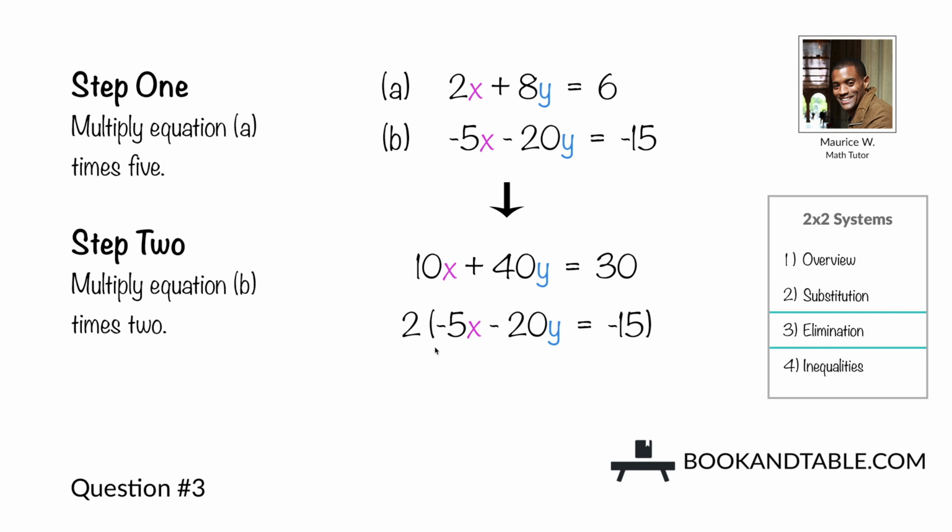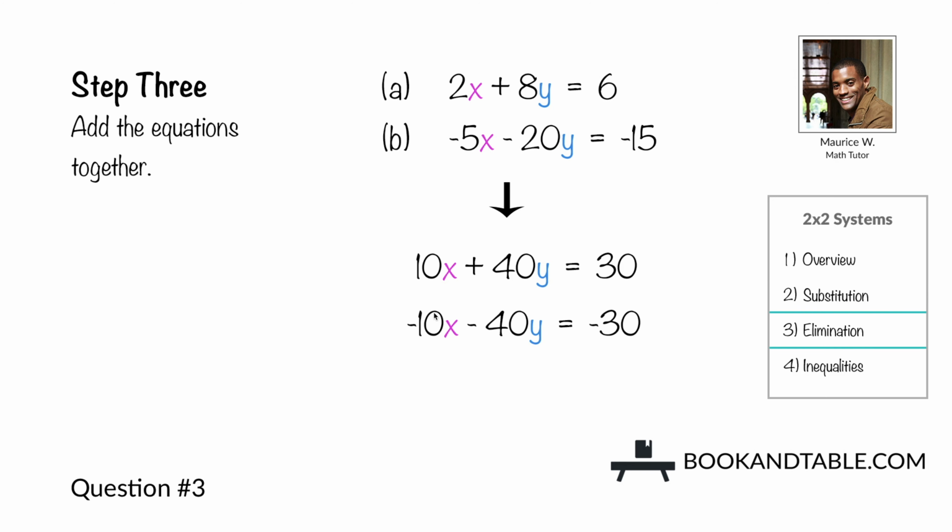In equation B, we get 2 times negative 5x, which is negative 10x. 2 times negative 20y is negative 40y. And 2 times negative 15 is negative 30. So after step 2, we can eliminate x and solve for y by adding the two equations together, step 3. But when we do so, we wind up getting 0 is equal to 0, since our y terms cancel each other out.